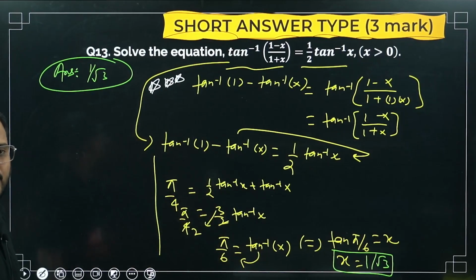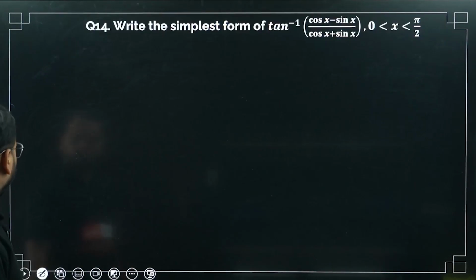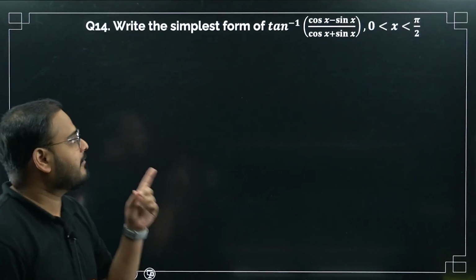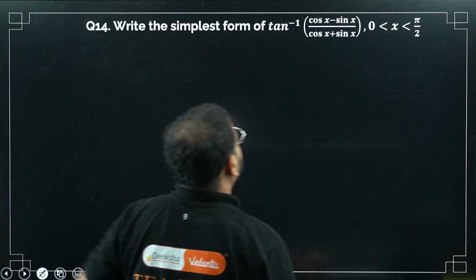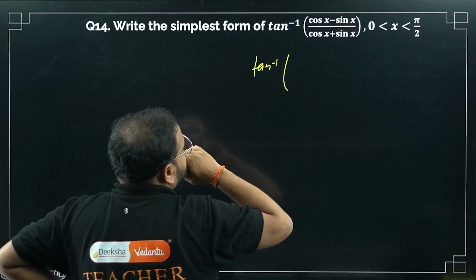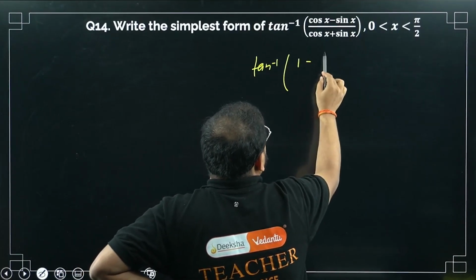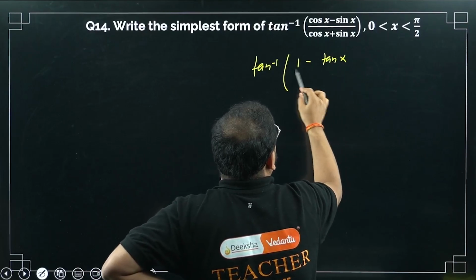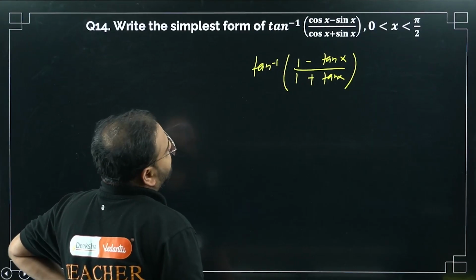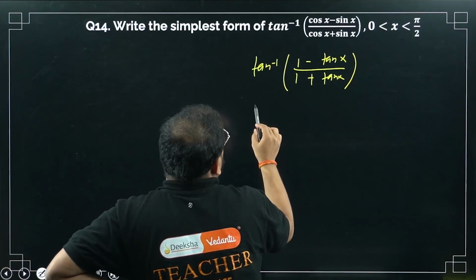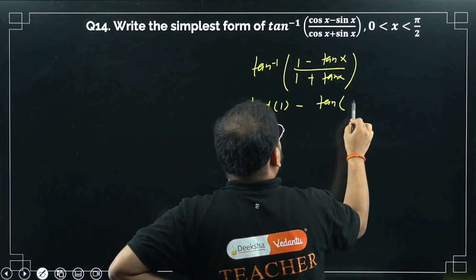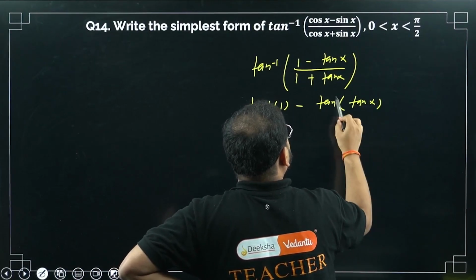Okay, moving on to question number 14. Write the simplest form of tan inverse. I've done a similar question right now, no? Same question I've done over here, I think. Please check. Tan inverse, divide everything by cos. It will become what? 1 minus tan x upon 1 plus tan x. Right? Tan inverse of 1 minus tan x upon 1 plus tan x. What is this going to be? Tan inverse of 1 minus tan inverse of tan x, right?